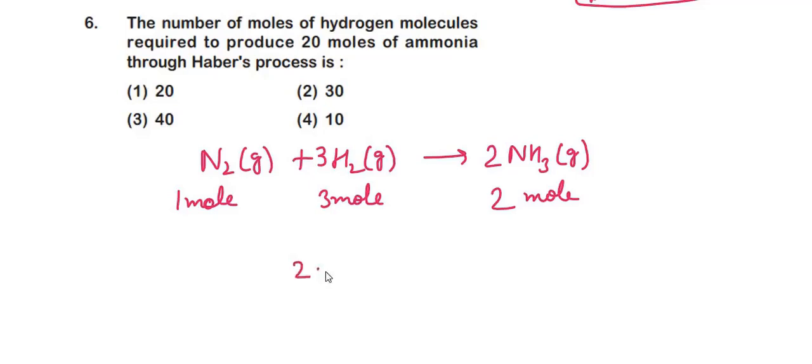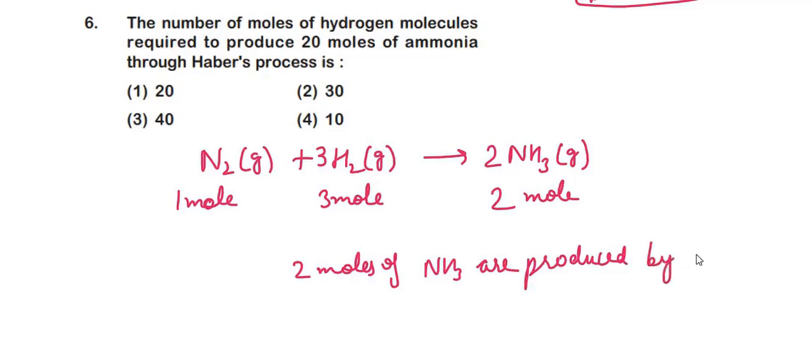So 2 moles of ammonia are produced from 3 moles of hydrogen. So we can write like this, 2 moles of ammonia are produced by 3 moles of hydrogen.